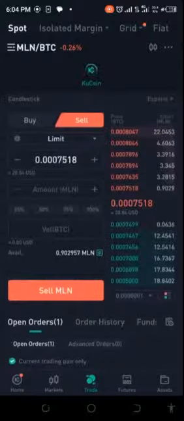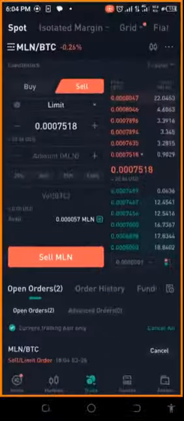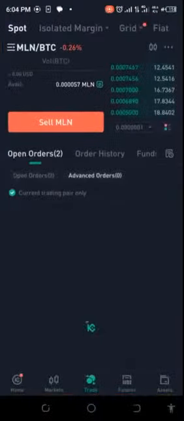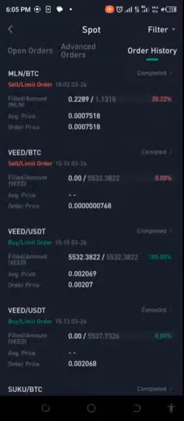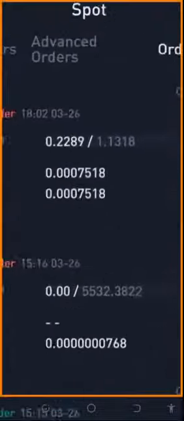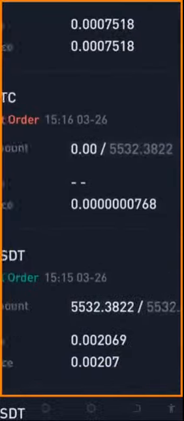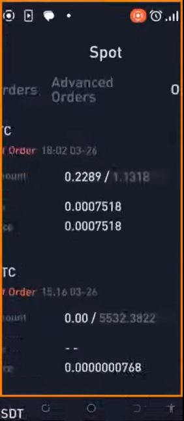Let's check if we're still in the queue. Okay, I think we're still in the queue. But I will go and check what's going on in the order book. Let's see what's happening in the order history or the trade history. See what has happened here. How much of it have we sold? Okay, this was cancelled. All right, so which other one do we have here?